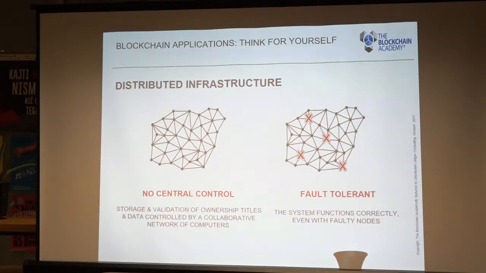This distributed nature also has an implication. It is fault tolerant, meaning that even if some points, some participants, some computers in this distributed network are faulty or even fraudulent, the whole system continues to operate correctly. Okay? Let's move on to some other characteristics of a blockchain.